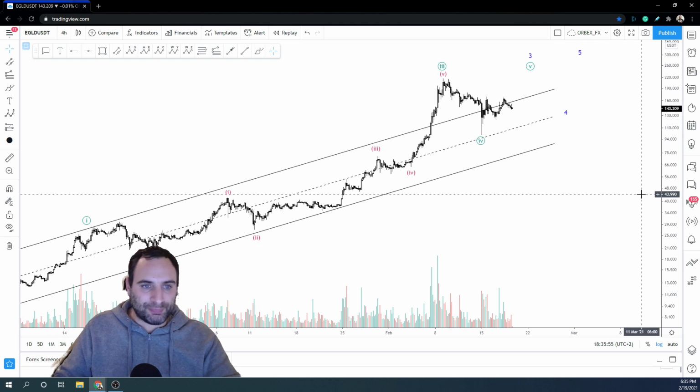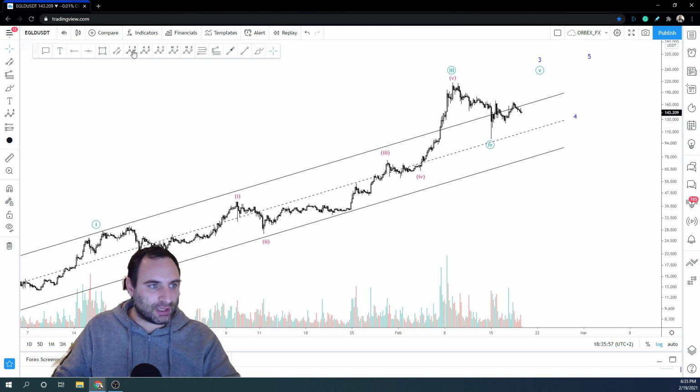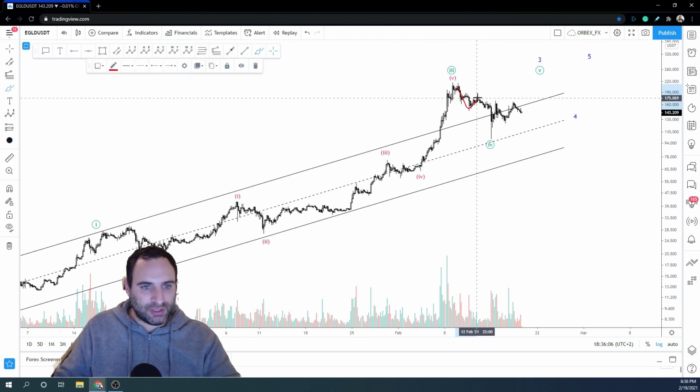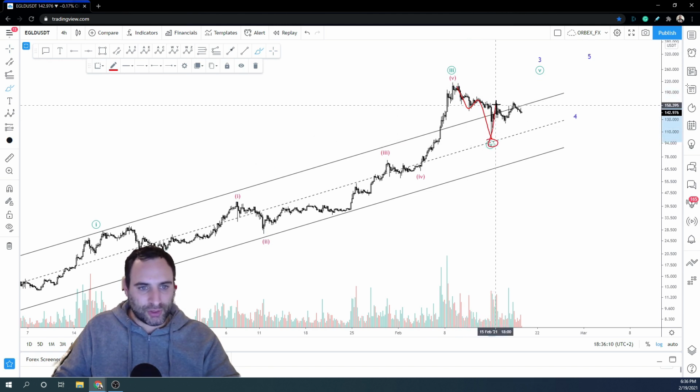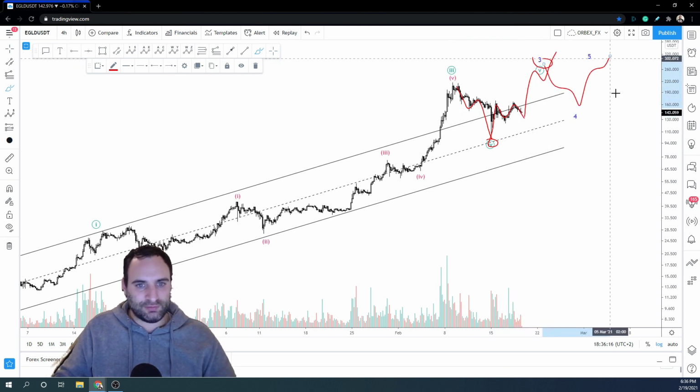Now, in this internal structure, it looks to me like there are different cases here. One case is that we've had an A, B, and C over here, which means the correction ended over here. This is going to be 1, we're going to get a 2, then 3, 4, and 5. We're going to get wave 3, then 4, and then 5.